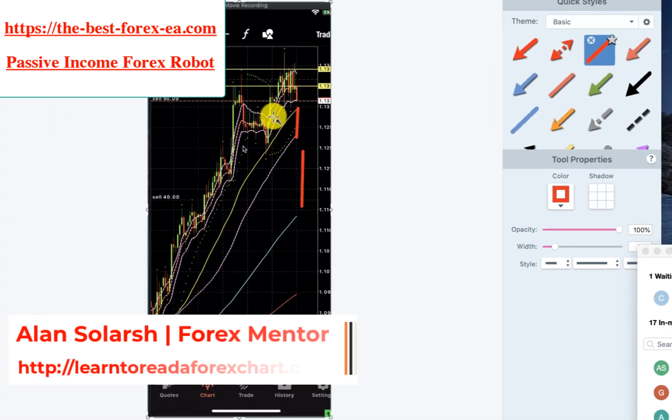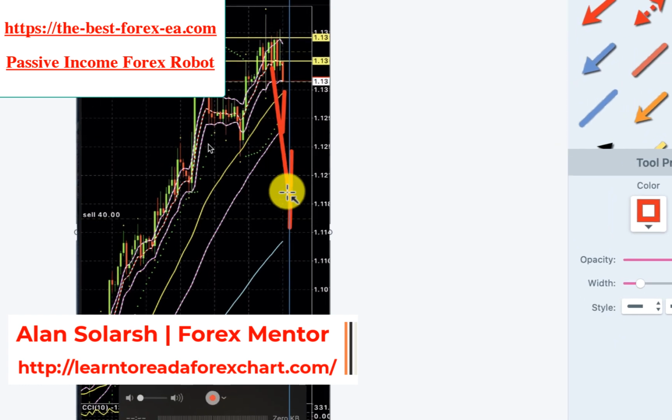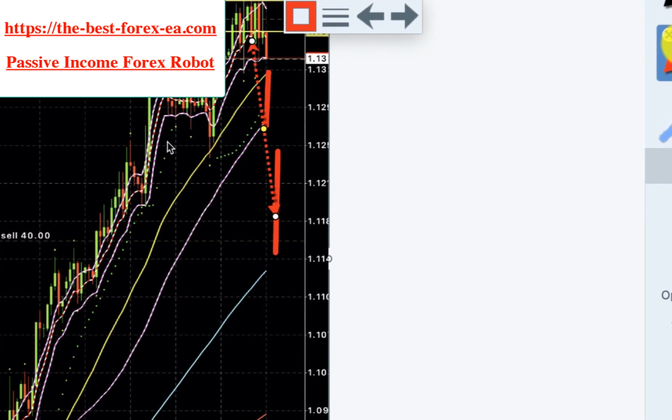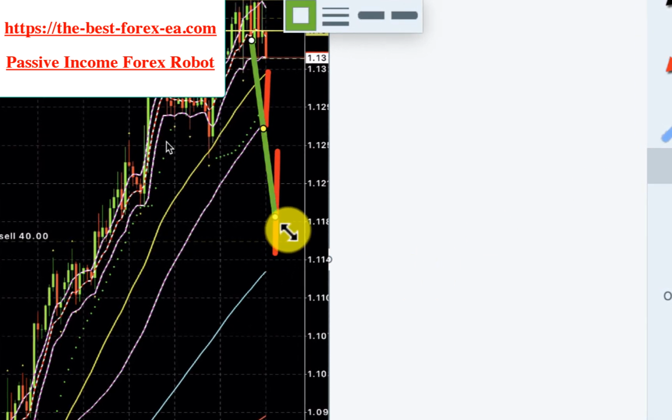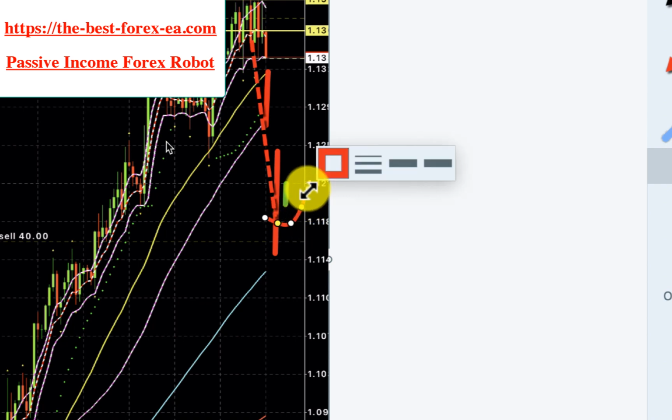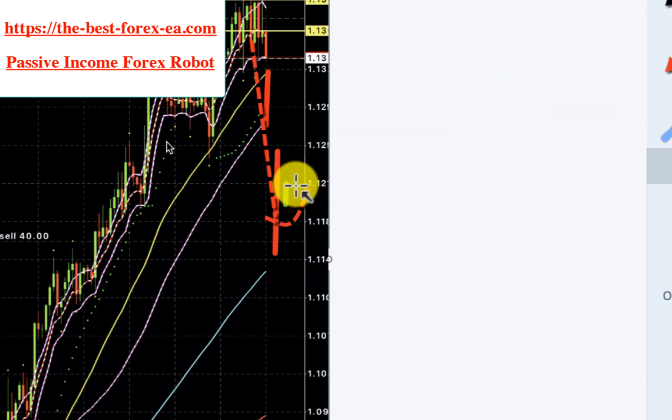So if we take a line, and we'll make that into a dotted line. There we go. So that's your 8 exponential moving average. Now we get a green candle, and the first candle opens here, then you get your 8 MA that's going to do this. So here's your 8 MA, there's your first candle, and here is your second candle.